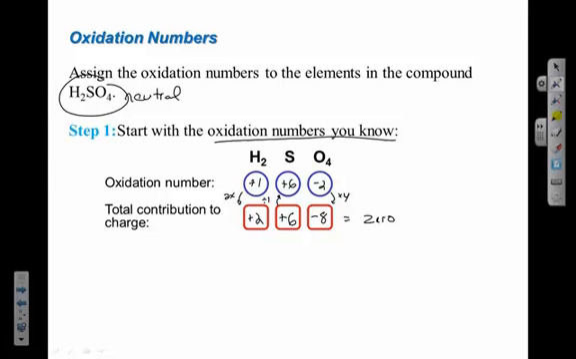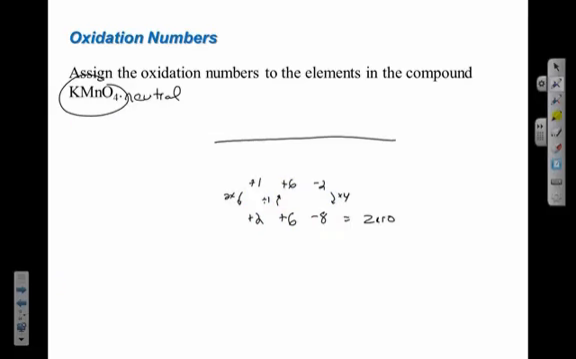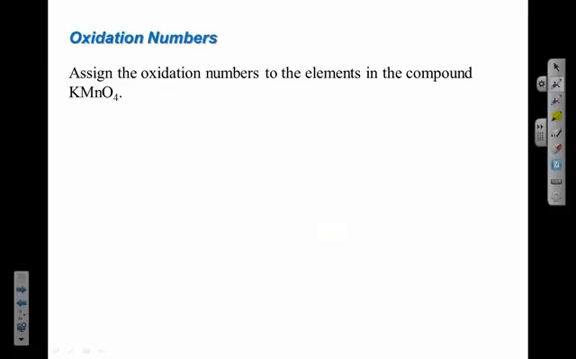Questions about that? Okay, so that was worked out. So the next one is trickier. This one is going to be hard for you to draw a Lewis structure for because manganese is not a nonmetal. In other words, it's a metal.